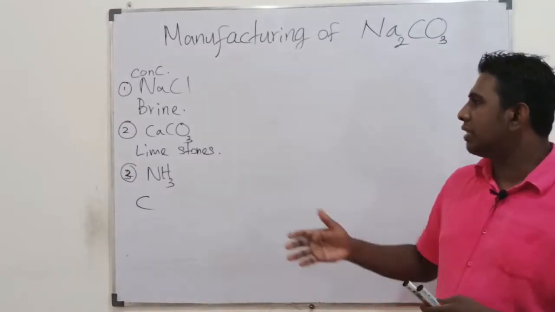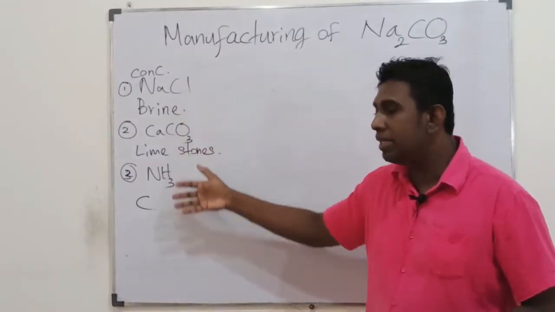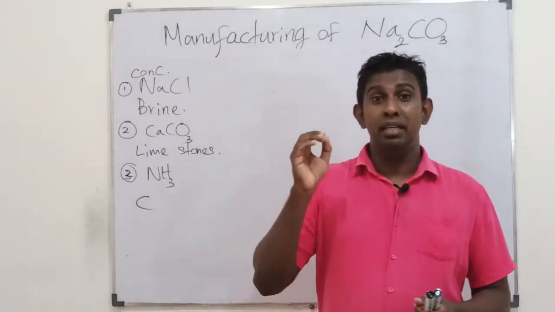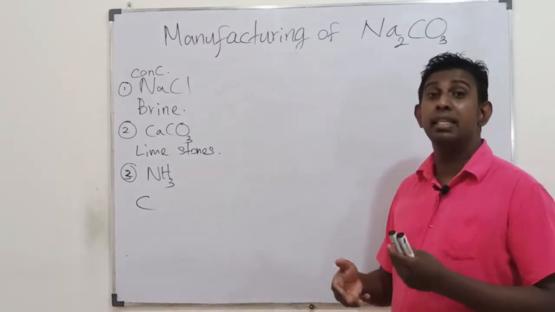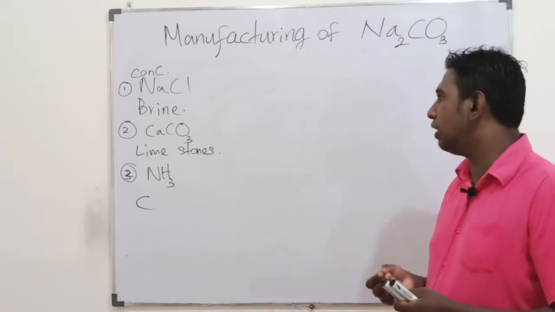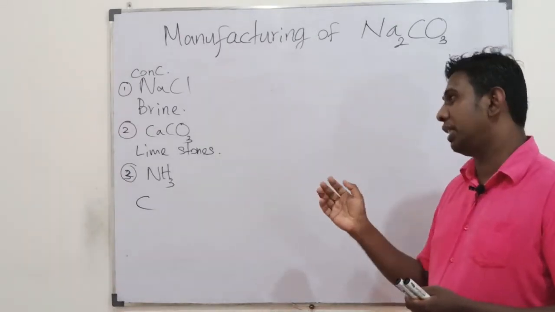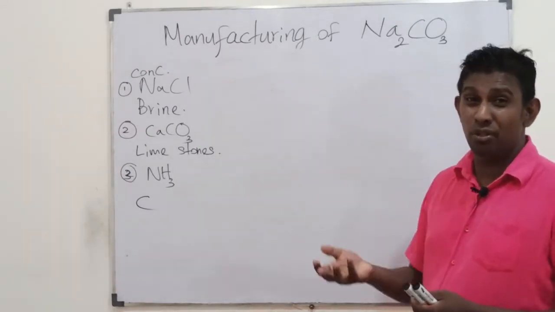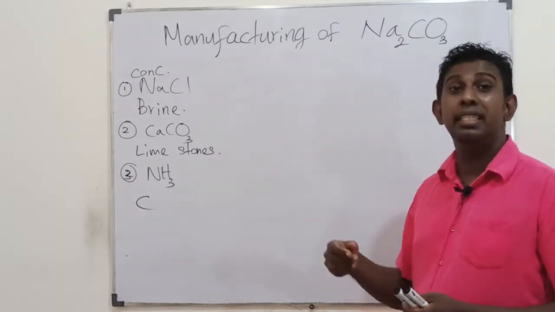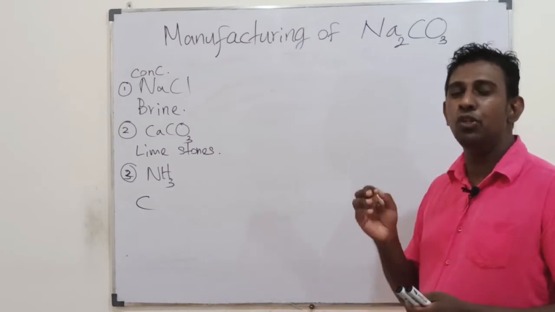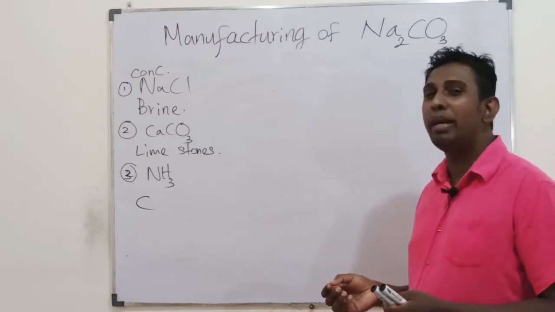But in the industry, these few are named as the main raw materials. What? Sodium chloride. It is concentrated sodium chloride solution. We call it brine solution. It's limestone to get carbon dioxide there. Then students, it's ammonia. Also we use there as a raw material.